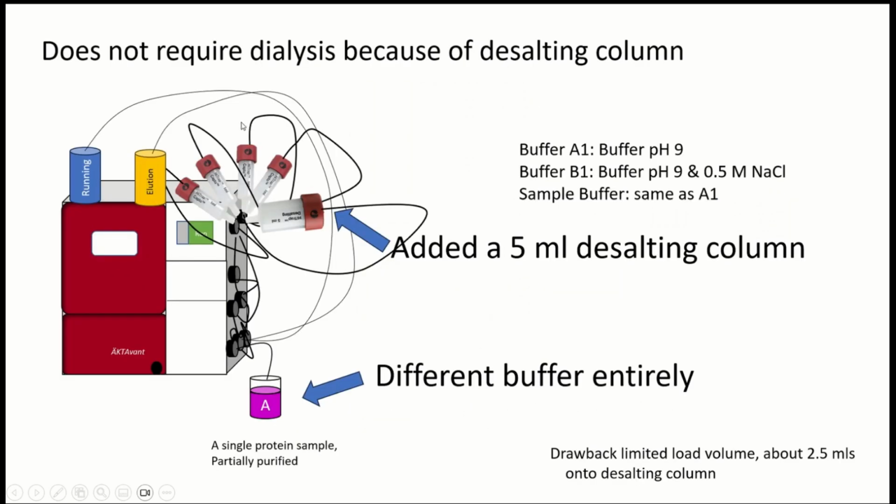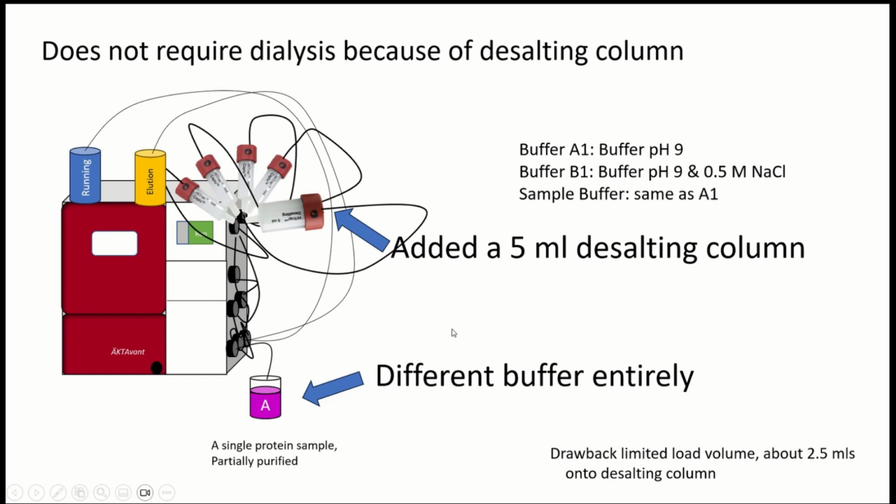You could imagine a situation though where we have a sample and that sample, the solution, does not match the running buffer. We could do this by adding a 5 mil desalting column onto the system. This would limit us a little bit because we could only load about 2.5 mils onto these little 5 mil desalting columns, but we could really test these different ion exchange columns very quickly, right? We could take it directly off of whatever partial purification we're doing right here.